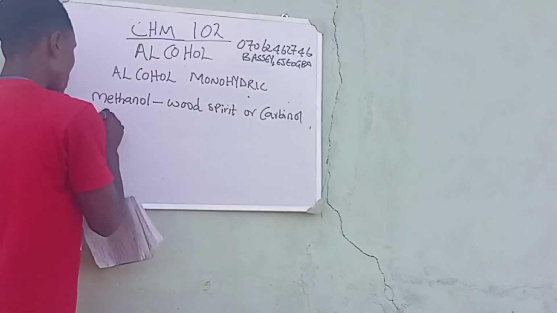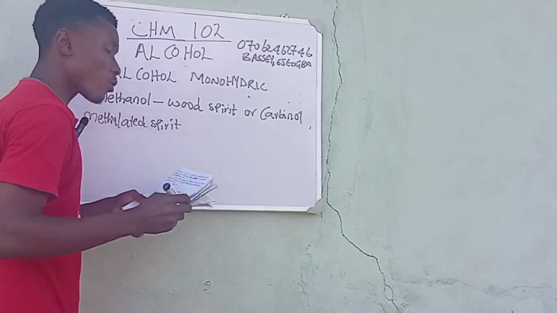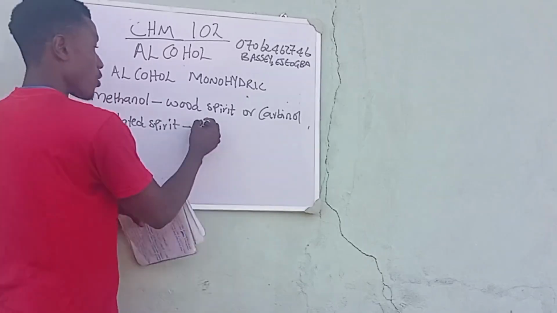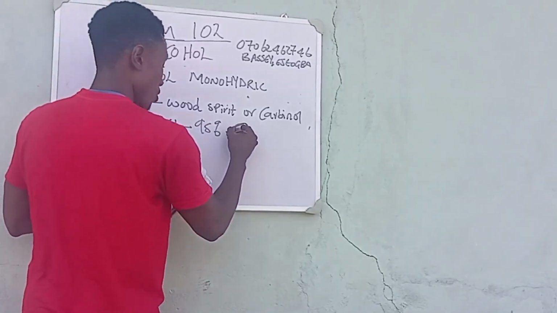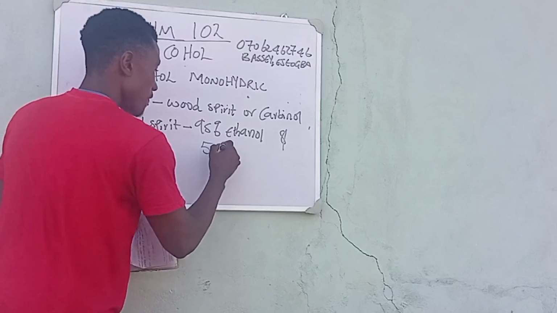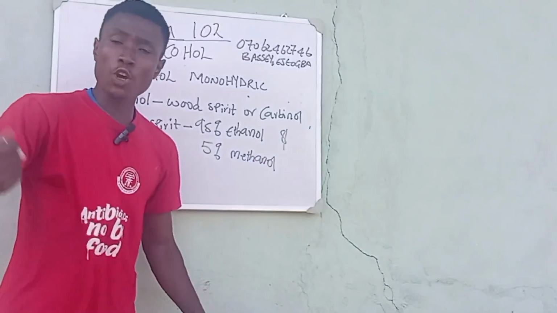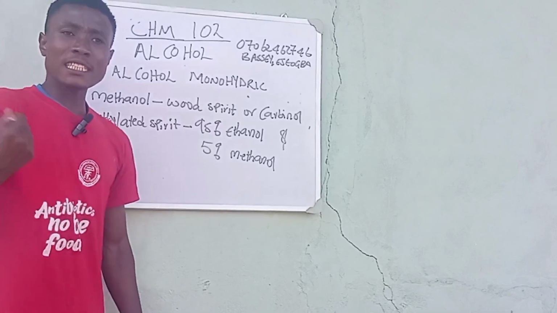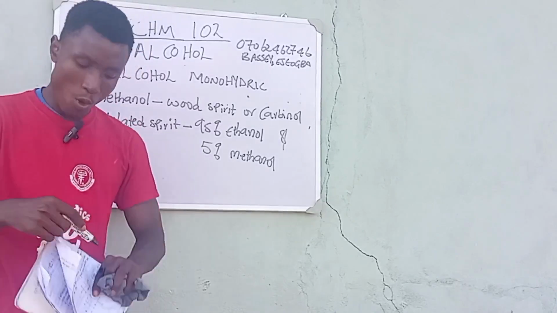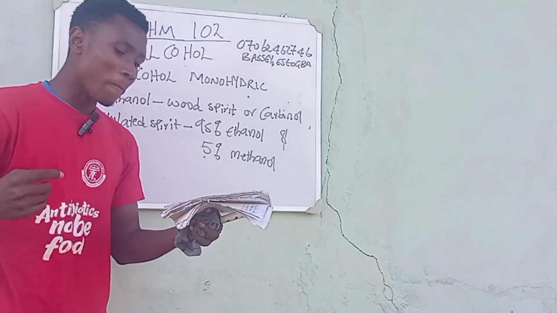Methylated spirit contains 95% ethanol and 5% methanol. That is the composition of what is known as methylated spirit. Also note that methanol is formed from the destructive distillation of wood.